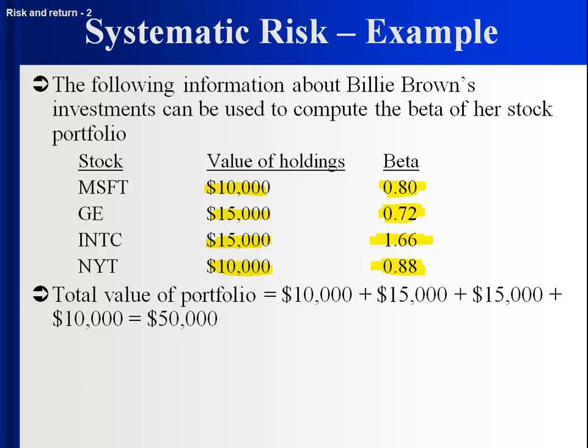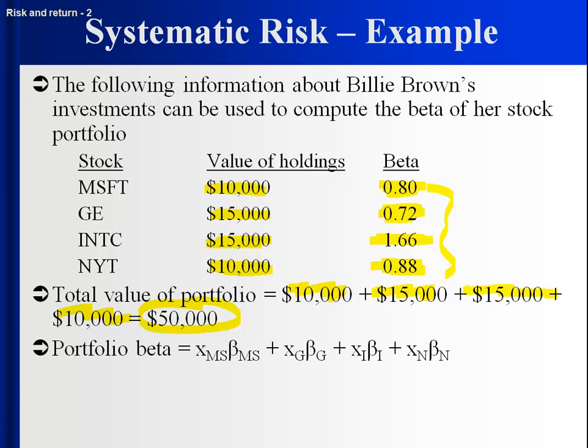Well, her whole portfolio, she's got 10 in Microsoft, 15 in GE, 15 in Intel, 10 in New York Times. So she has a total value of her portfolio of $50,000. What is the beta of her $50,000 stock portfolio? Well, we can't simply say, oh, look, there's 4 stocks, let's just add the 4 of those and divide by 4 and get the beta of the portfolio, because that would be giving equal weight, and that's not the case. She's got slightly less weight in Microsoft and New York Times and slightly more weight in GE and Intel. So we need to take that into account, take a weighted average of the 4 betas.